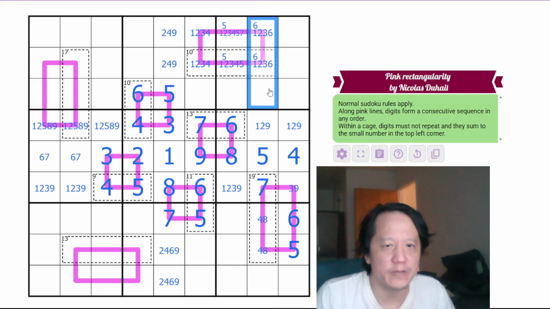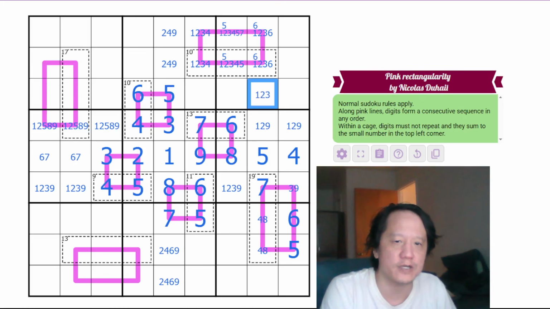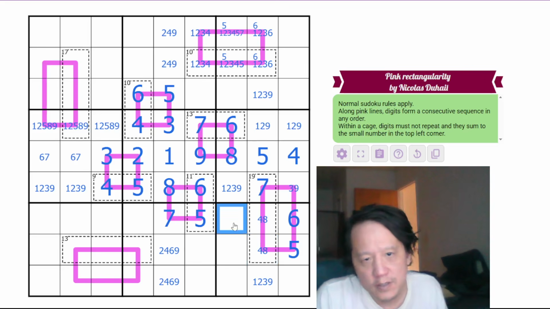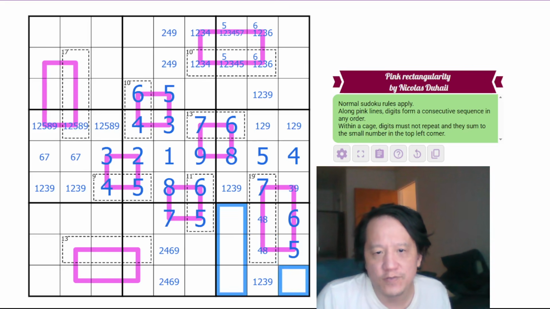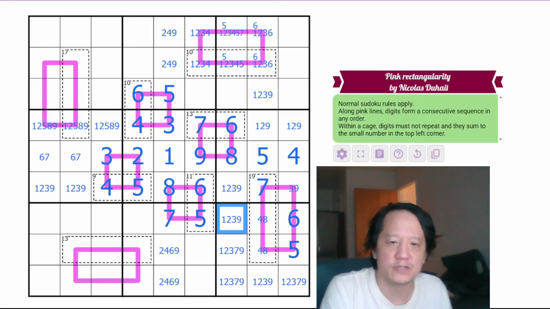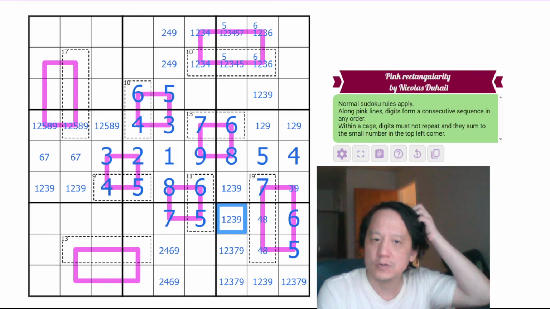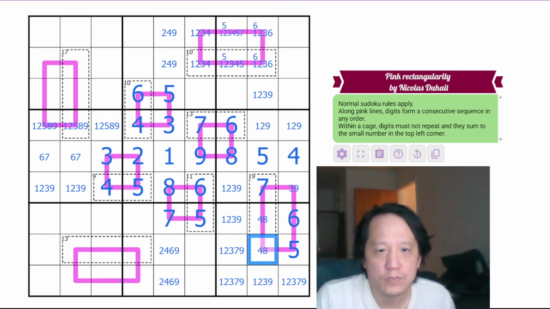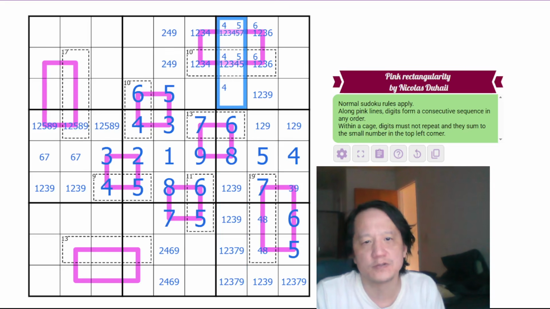Remaining digits of column 8, we have no 4, 5, 7, or 8, so it's 1, 2, 3, no 6 here, and 9. 1, 2, 3, and 9. Remaining digits of box 9 is 1, 2, 3, 7, and 9. And this can't be 7 because of 7 in the row. Where is 4 in column 7? It must be one of these 3 cells there.